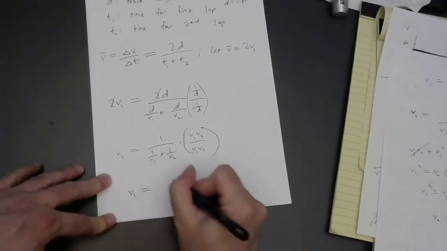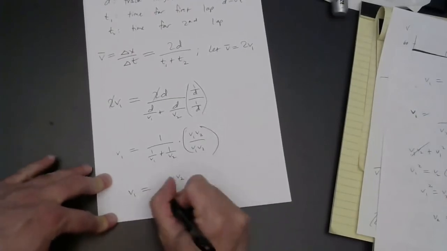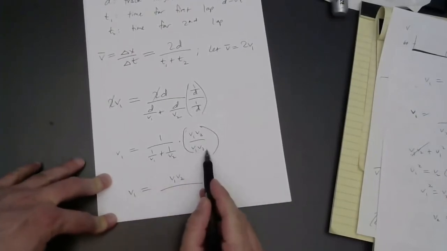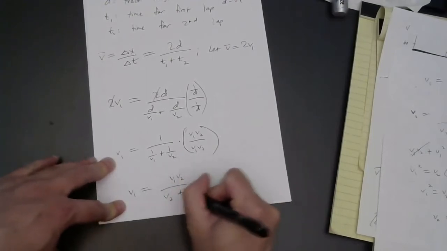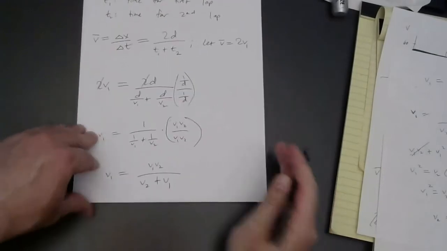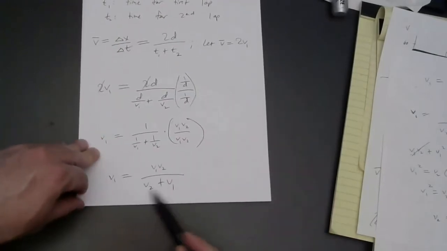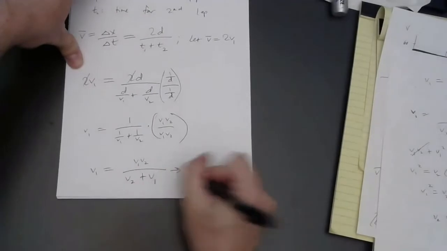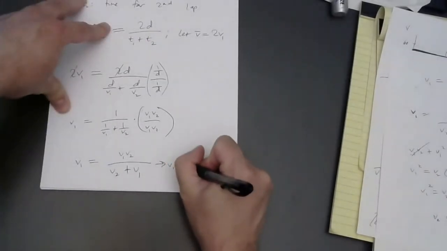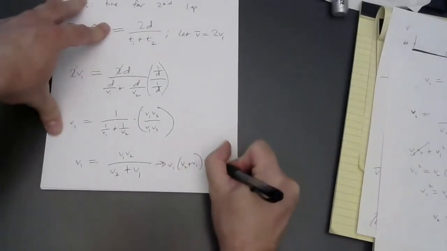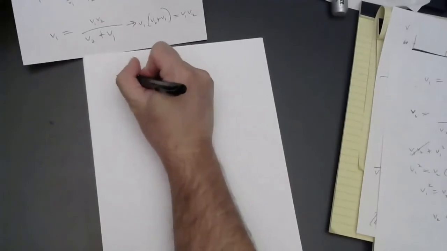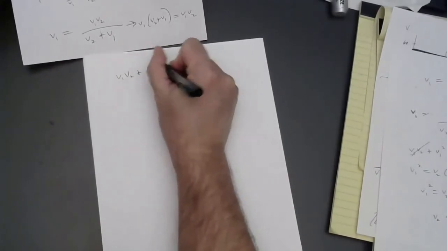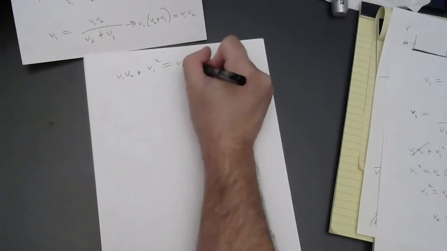And I find this, V1 equals the product of the speeds over, and when I distribute the denominator here to both of these terms, you should find that I get V2 plus V1. We're getting closer here. How about I multiply on both sides by this denominator? I'd have V1 times V2 plus V1 equals V1 V2. And I'll go ahead and distribute. I find that V1 V2 plus V1 squared has to equal V1 V2.